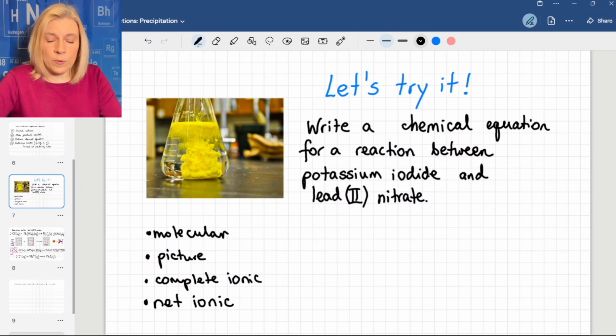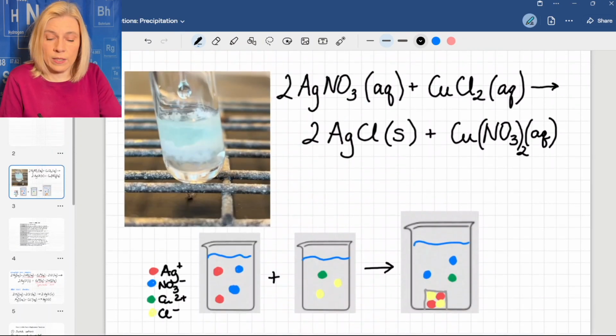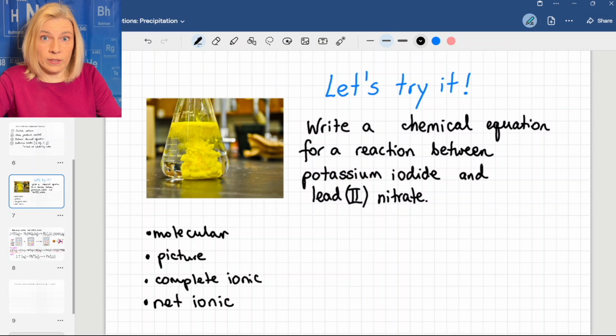So I would like you to write a molecular form, which is the overall reaction. Molecular form is that first equation we wrote over here. I would like you to draw a picture to make sure you understand. I would like you to also write a complete ionic equation, and I would also like you to write a net ionic equation. I know I'm a tough teacher, but it's for your own good. You can do it. So please pause the video and do all of these steps.